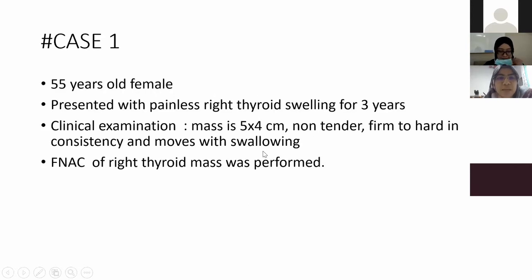Continue. Okay, proceed with case number 1. This case is a patient, 55 years old, female. She presented with painless right thyroid swelling for 3 years. On clinical examination, there is a thyroid mass measuring 5 by 4 centimeters. It was non-tender, firm to hard in consistency, and it moved with swallowing. So they proceeded with FNAC without any prior radiology ultrasound.